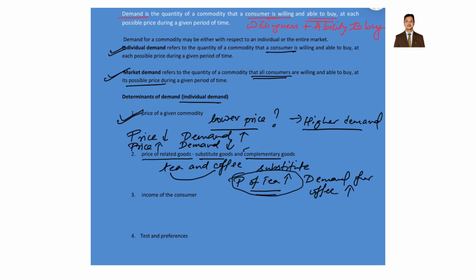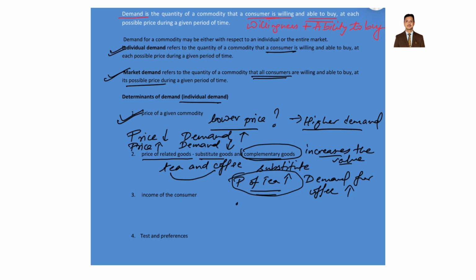And what are complementary goods? Complementary goods are products or services that increase the value of other goods. This is important, that increases the value of other goods. For example, the most common example is car and petrol.